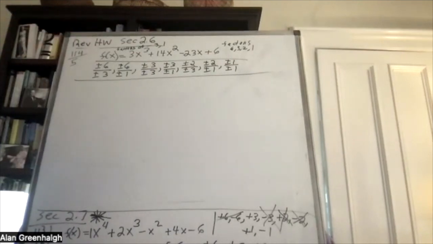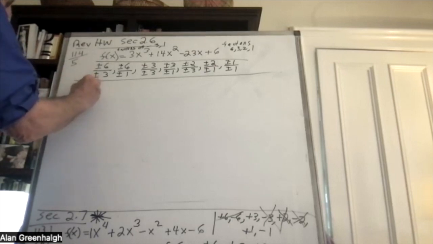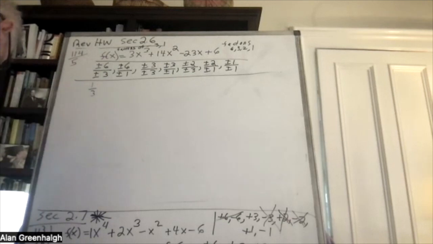The second part of the problem says, excuse me, use synthetic division to show that 1/3 is a zero of the given function. Wow, they're giving you a very, very important piece of information. They're telling you that 1/3 is one of the possible zeros. Use synthetic division to show that 1/3 is a zero.